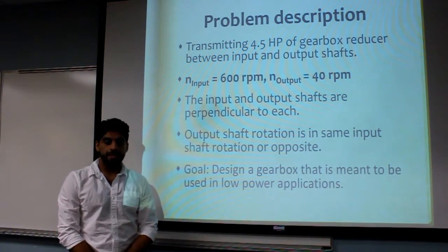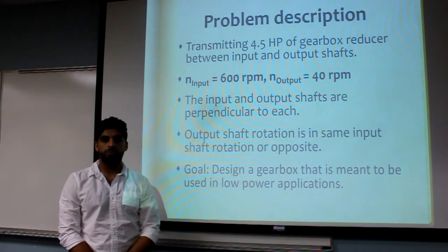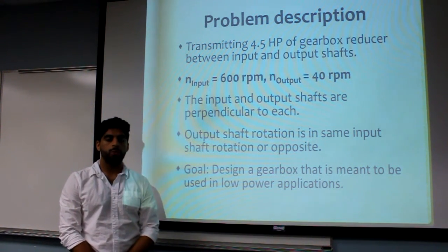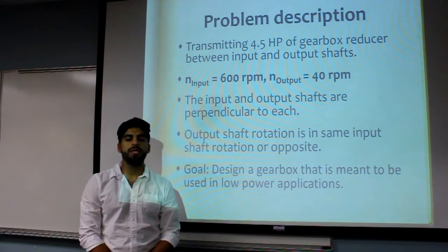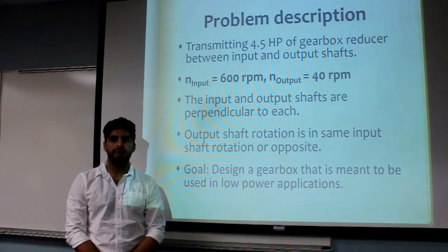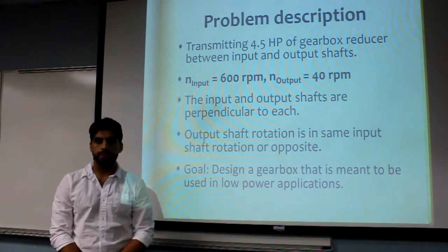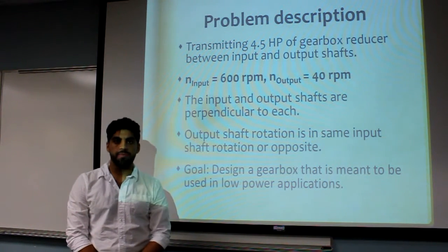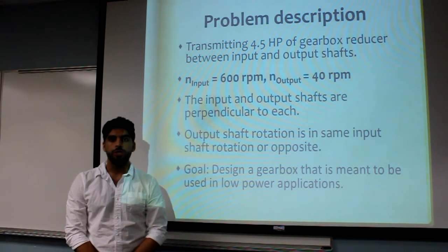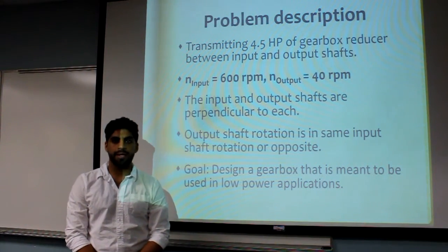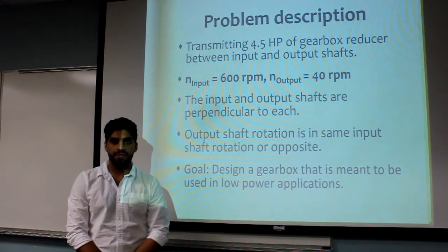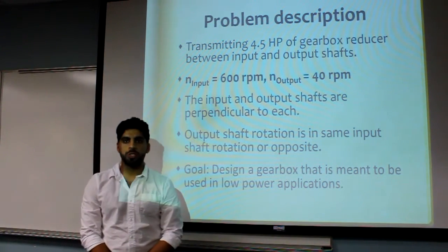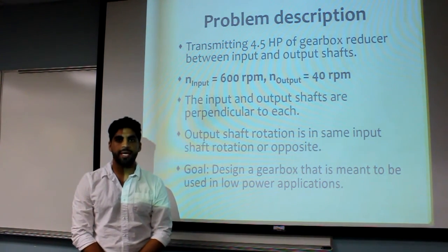The main purpose of this design is to design a gearbox that is capable of transmitting 4.5 horsepower between maximum input shaft and output shaft speed. Input shaft speed is set to be 600 revolutions per minute and output shaft speed is set to be 40 revolutions per minute. The size of the system must be designed to be easily assembled to any system that is required given specifications. Input and output shafts in the system are to be perpendicular to each other. Rotation of the output shaft is to be in the same direction as the input or opposite.